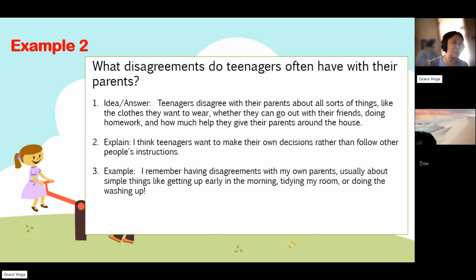Okay, so now you have the idea. You answered the question. So you have to explain why. Why do you have disagreements or arguments with your parents? Why? They don't like everything I do. They don't like everything you do? Yes. Oh, I see. Okay, good. Because you explain your answer. That's step number two. Okay, let's try number three. Give me an example from your own experience.